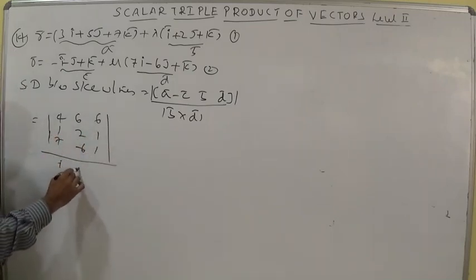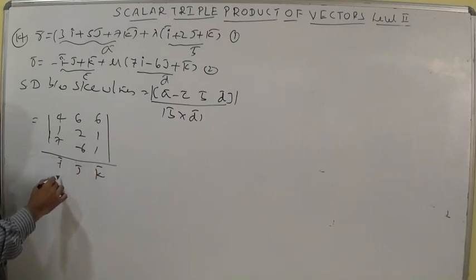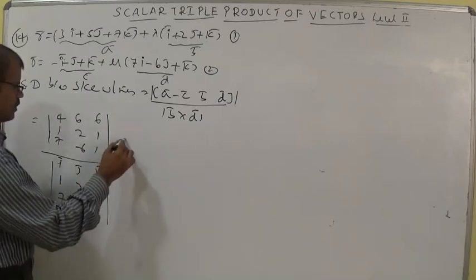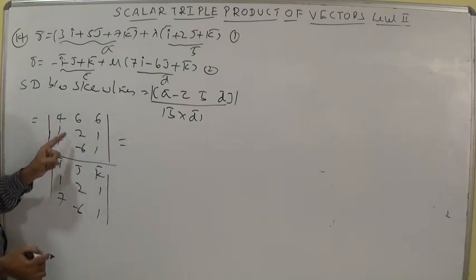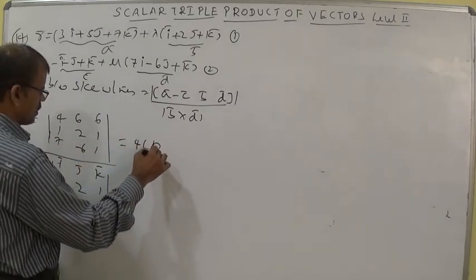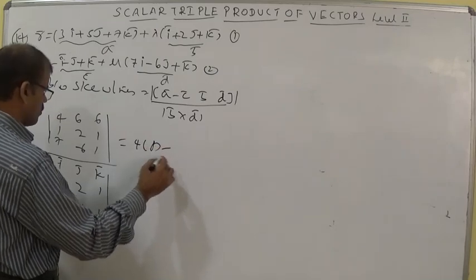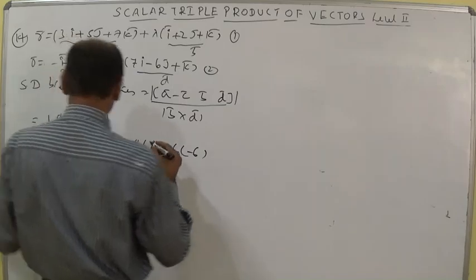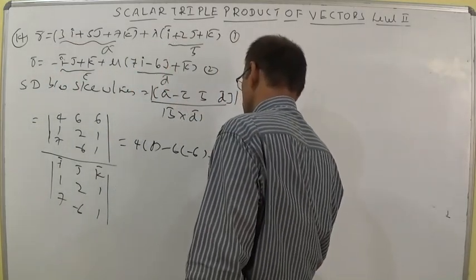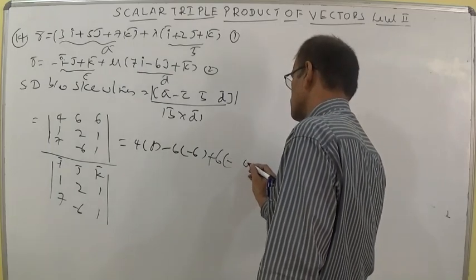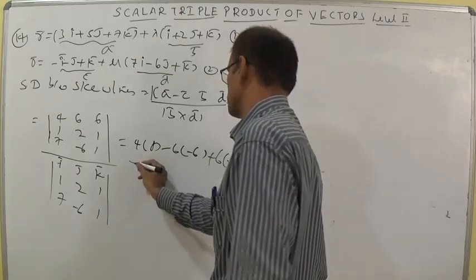And here the i, j, k concept, the cross product. Write the same values: 1, 2, 1 and 7 minus 6, 1. Now calculating the determinant value: 4 into 2 plus 6, 4 into 8 we can write. 4 into 8 minus 6 into 1 minus 7. 1 minus 7 is minus 6. Next one plus 6, plus 6 into minus 6 minus 14. Minus 6 minus 14 becomes minus 20.